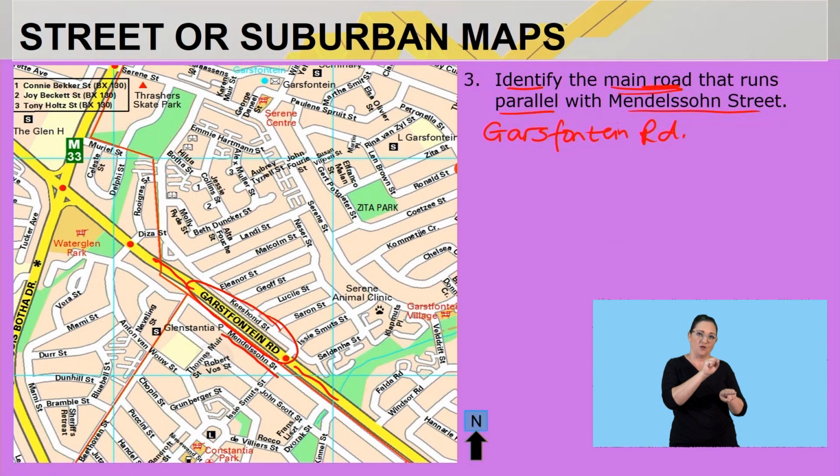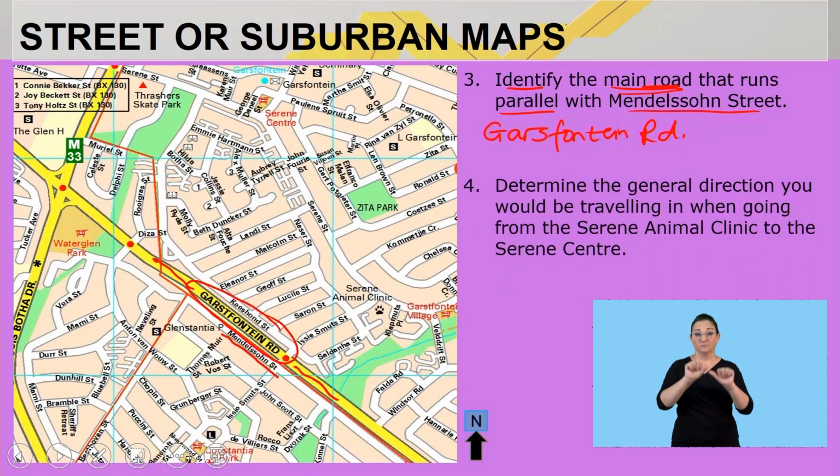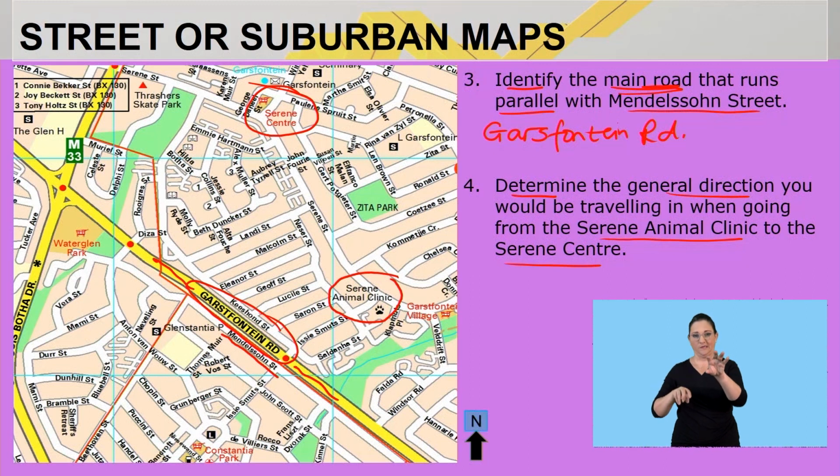Next question. In question number 4, it says determine the general direction you would be traveling in when going from Serene Animal Clinic to the Serene Center. Remember earlier we've noted this is the Serene Center. All we need to do now is find where the Serene Animal Clinic is. When we look carefully, we'll see right here there's a little paw. Can you see that indicates an animal? So it says Serene Animal Clinic. Now we need to find the general direction.